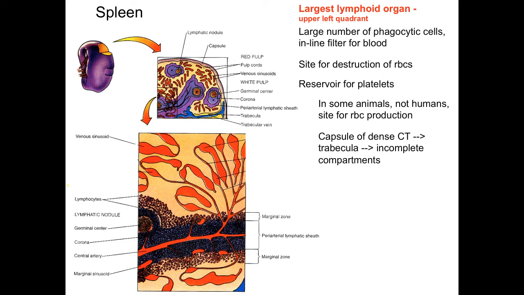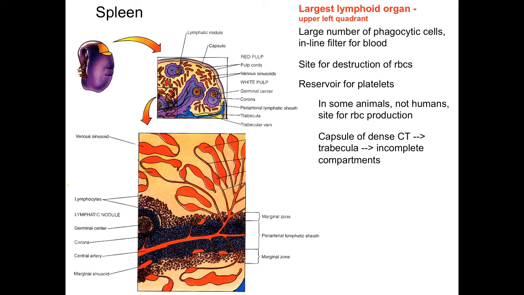It's a site where red blood cells are destroyed. It's also a reservoir for platelets. Now, in some animals, the spleen can serve as a site for red blood cell production. With the exception of the fetal period, this is not the case in humans.